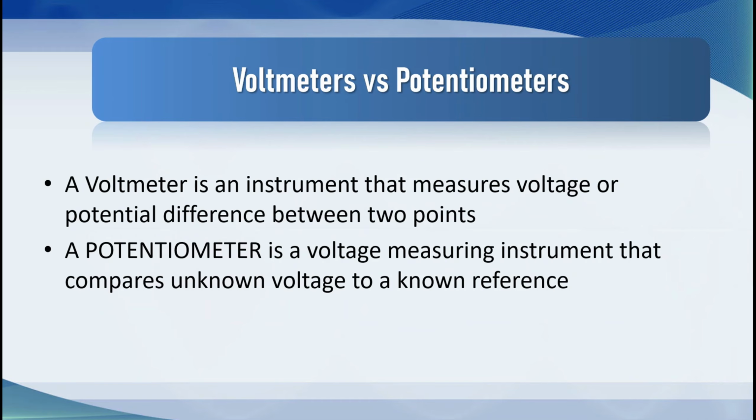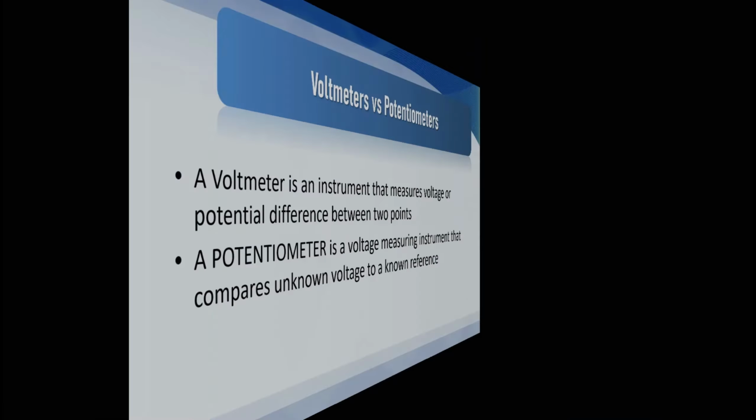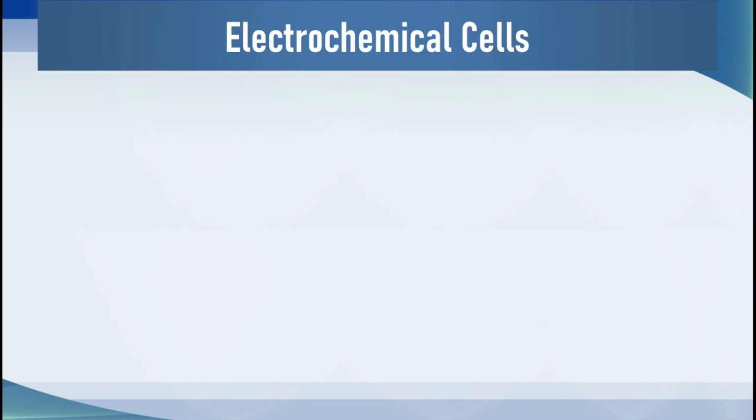A voltmeter is an instrument that measures voltage or potential difference between 2 points. A potentiometer is a voltage measuring instrument that compares unknown voltage to a known reference. In the blood gas machine, we're talking about potentiometers for hydrogen ions and CO2. The devices that we use to measure blood gases were developed between the 1920s and the 1950s, and they are based on the concept known as electrochemical cell systems.